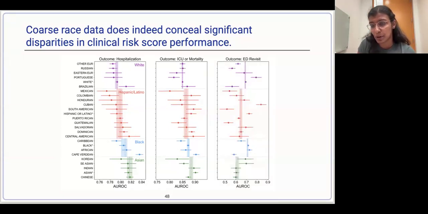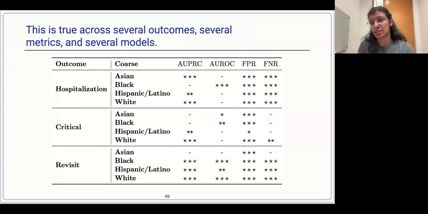We replicate this when we predict ED revisit, again, variation in performance among the granular race groups within a coarse race group. And so you might ask, okay, what about these other metrics? We've only been talking about AUC so far. And so what we do here is we include a star if there is at least one granular group with significantly different performance compared to the coarse race group, where more stars correspond to lower p-values.